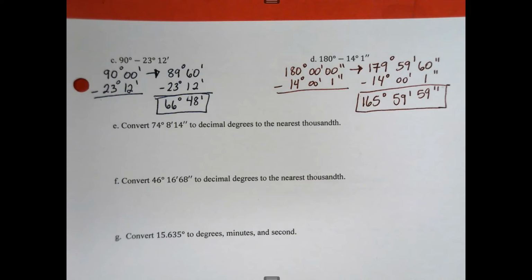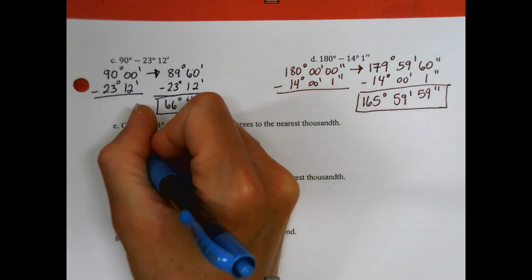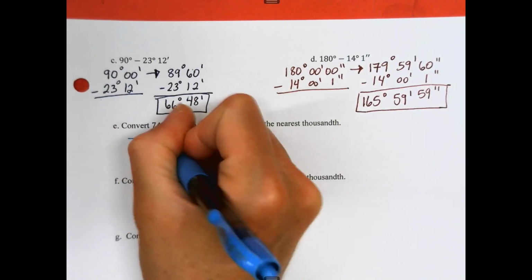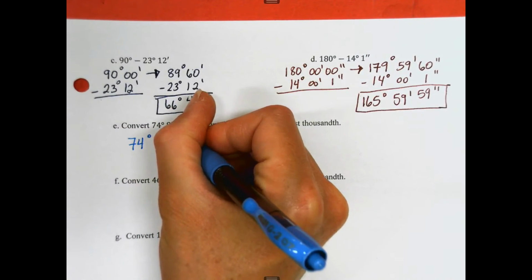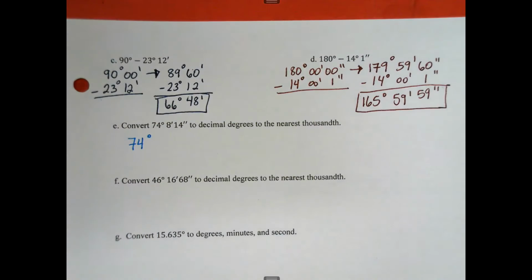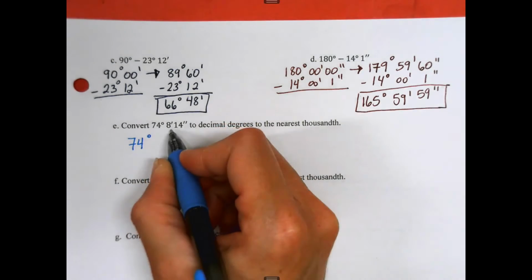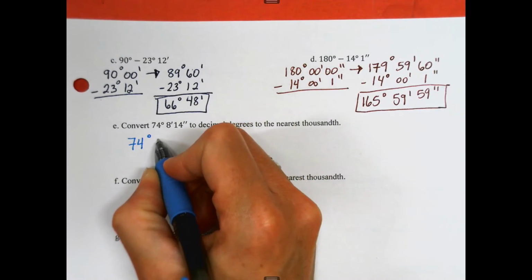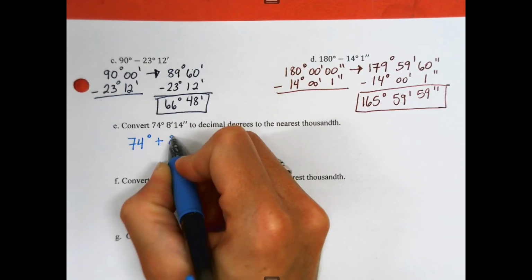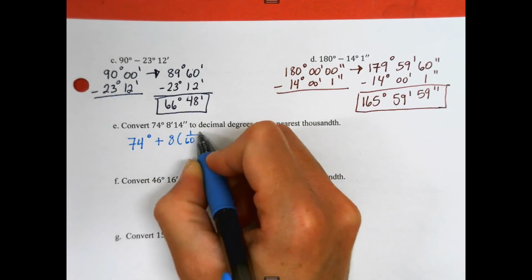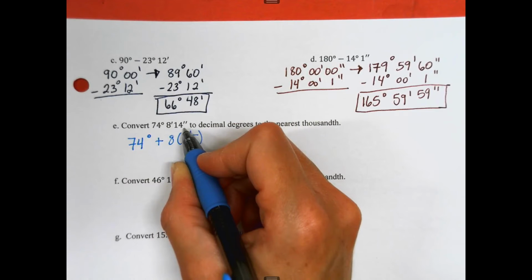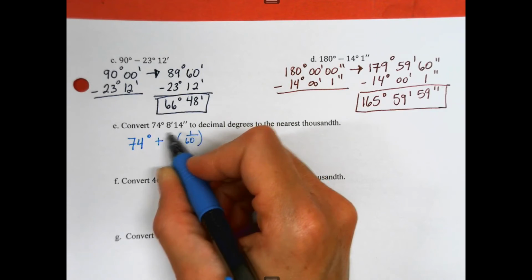To convert from degrees, minutes, and seconds to decimal degrees, we're going to take the degrees and leave them the same. And then we know that 8 minutes is 8/60ths of a degree, since there are 60 minutes in 1 degree. We're going to add this to 8 times 1/60th. And then there are 3,600 seconds in 1 degree.